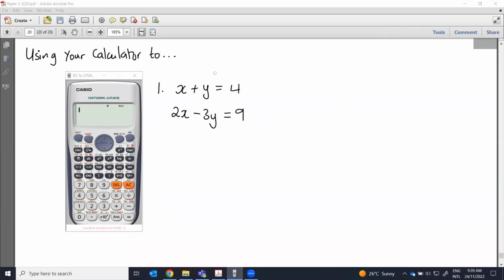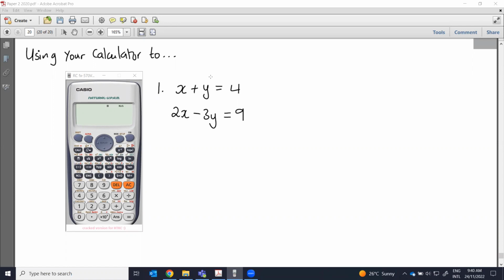Okay, so this is an example of simultaneous equations. As you know, simultaneous means at the same time. So that means the value of x in this first equation is the same as the value of x in this one. The value of y in this equation is the same as the value of y in the second equation. So what we're trying to do is find two values for x and y that satisfy both of these equations.